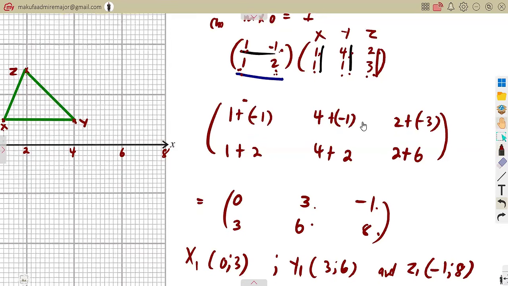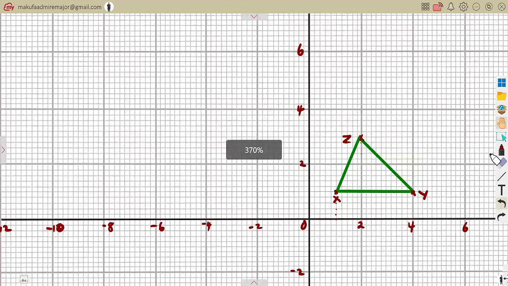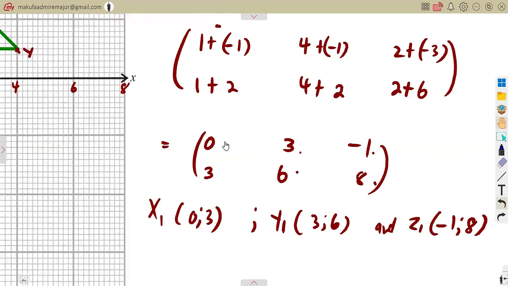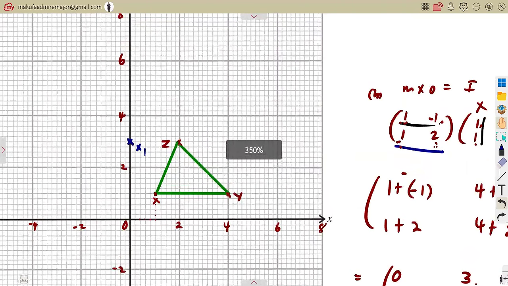So you mark the points that you've got for your image. 0, 3. The first point is going to be 0 versus 3. That's in between here, 0 versus 3, which will be our x1. And we also have y1, 3 versus 6. That's 3 versus 6, so 6 somewhere there. 1, 2, 3, 4, 5. So it's 3 versus 6, which becomes y1.